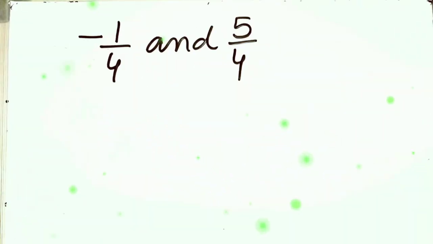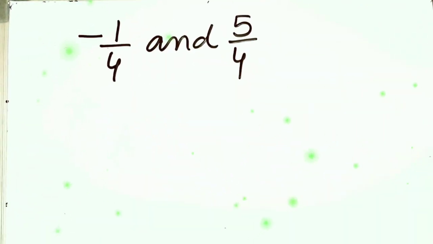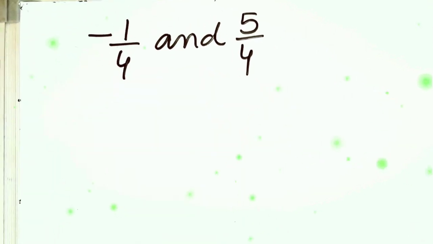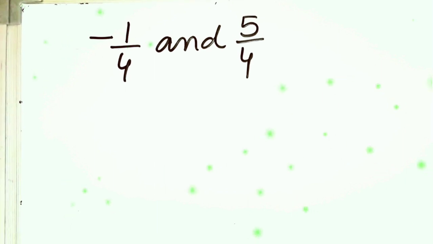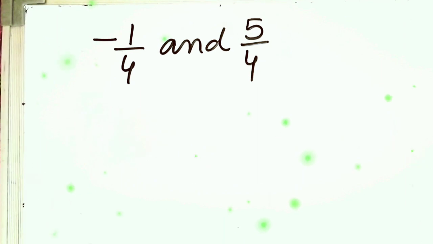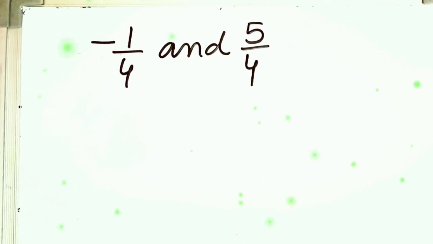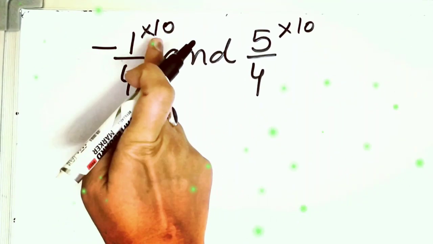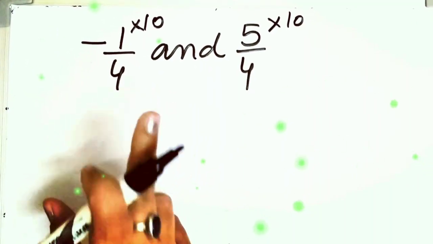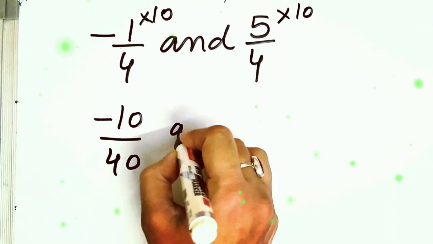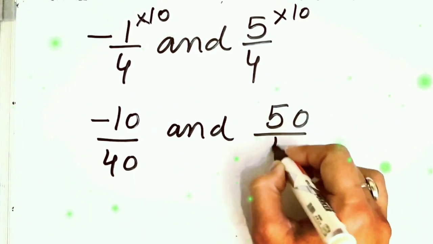Now let us suppose another set of numbers, say -1/4 and 5/4. Now these two are again like fractions. Let me remind you, like fractions are the fractions whose denominators are same. Okay, so I want to find now 5 rational numbers between these two rational numbers. The method is multiply by 10. So multiply the numerator and denominator both. Remember this thing. So it will be -10/40 and 50/40.